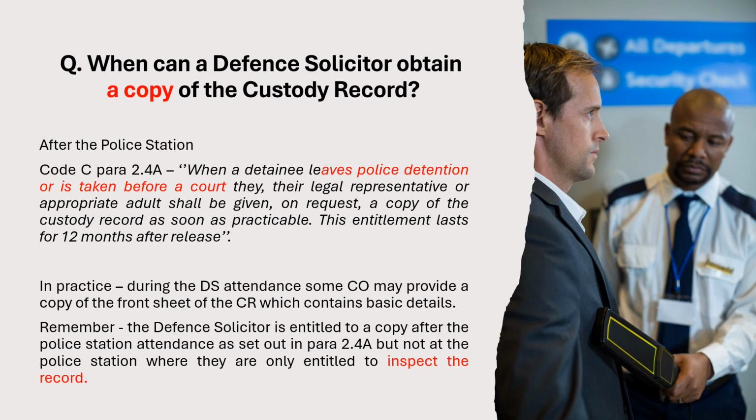Question: when can a defence solicitor obtain a copy of the custody record? Very important. After the police station. Code C, paragraph 2.4: when a detainee leaves police detention or is taken before a court, they, their legal representative or appropriate adult, shall be given on request a copy of the custody record as soon as practicable. This entitlement lasts for 12 months after release.